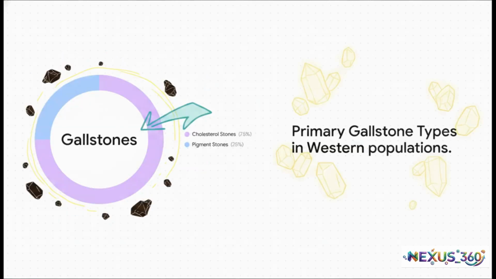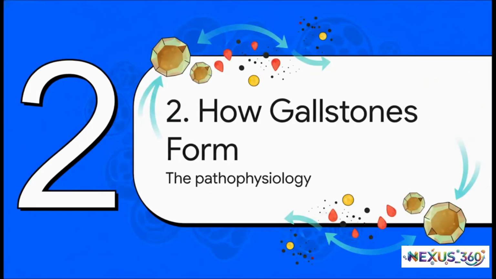Now this is a really key point. Not all gallstones are the same. In Western countries, the vast majority, about 3/4 of them, are cholesterol stones, and that's going to be our main focus. The other quarter are what we call pigment stones, and they have a totally different cause. So we know what they are and what they're made of. But how do they actually come to be?